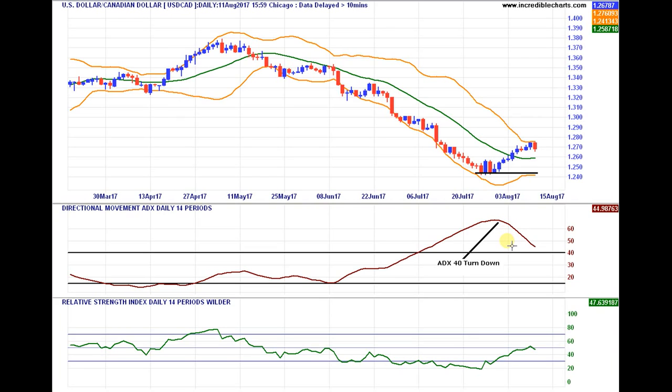The prevailing trend can be down or it can be up. You just have to look at the trend for yourself. This one is obviously down. The bigger the trend, the better the ADX turn down works. That's just from my experience.